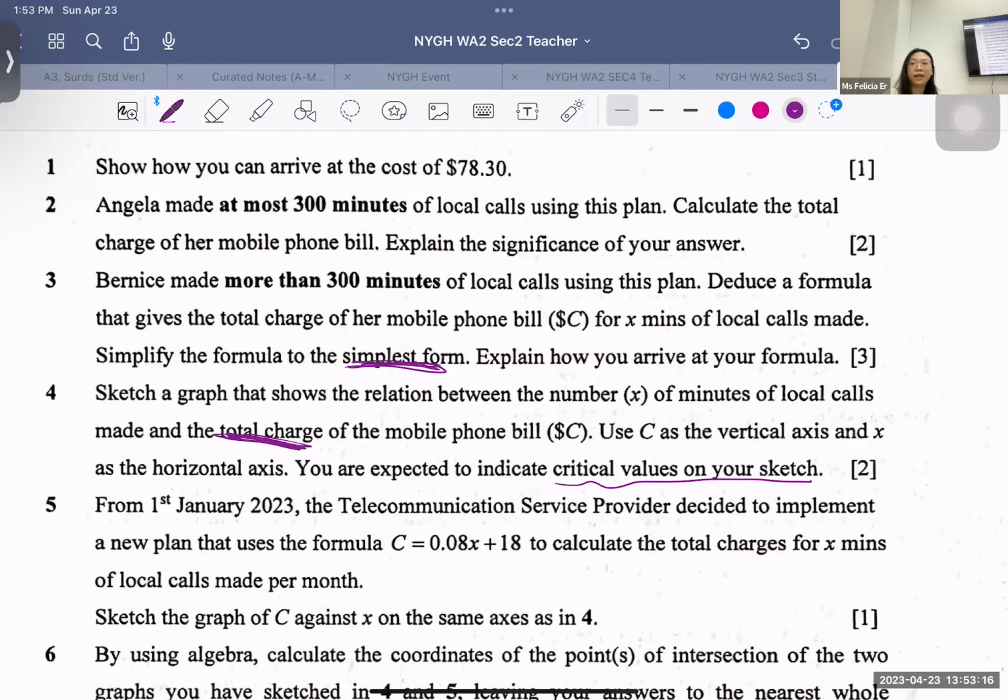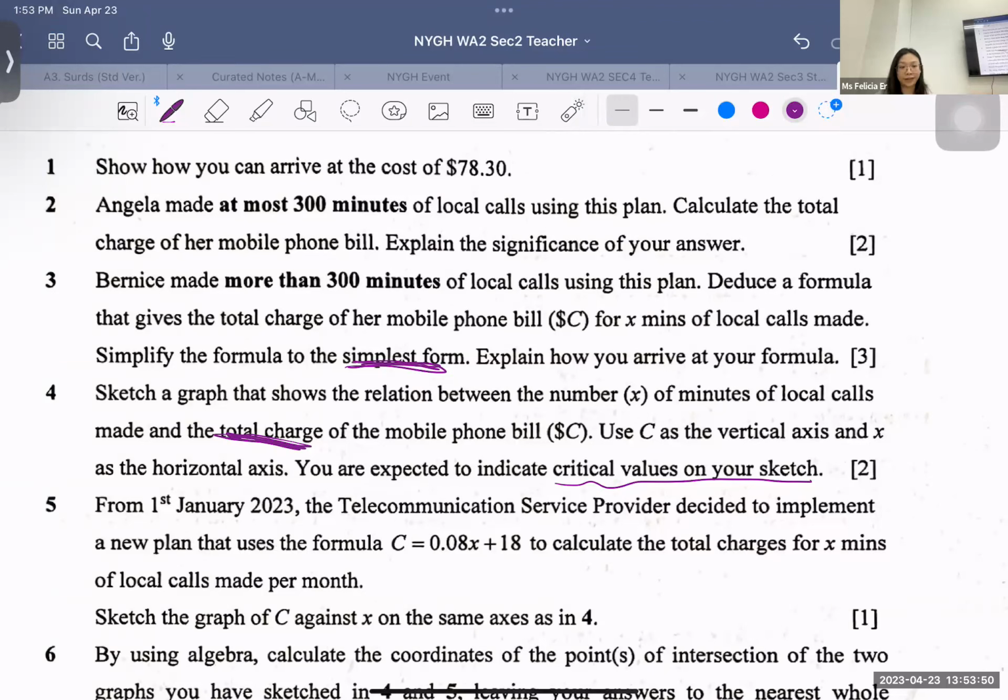And then they also ask you to indicate critical values. What are critical values? You have learned graph drawing in school. Have you learned quadratic graph drawing? You know what a quadratic curve is, right? I'm sure, because I have Nanyang Girls Sec 2 students. A quadratic curve is your U shape or your N shape. Usually when you draw quadratic curves, you plot it out on a graph paper or you even sketch it. You also have to include critical values, even if the question did not ask you to.